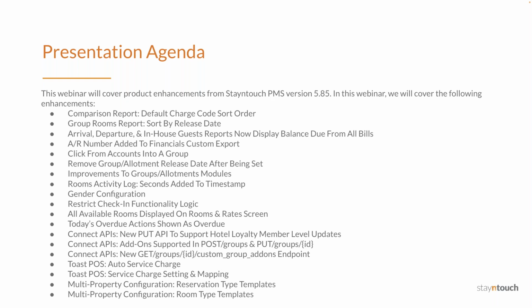the fact that all available rooms are now displayed on the rooms and rate screen. Today's overdue actions are now shown as overdue. And then some additional Connect API enhancements, some Toast POS enhancements, including auto service charge and the service charge setting and mapping, as well as multi-property configuration items such as reservation type templates and room type templates.